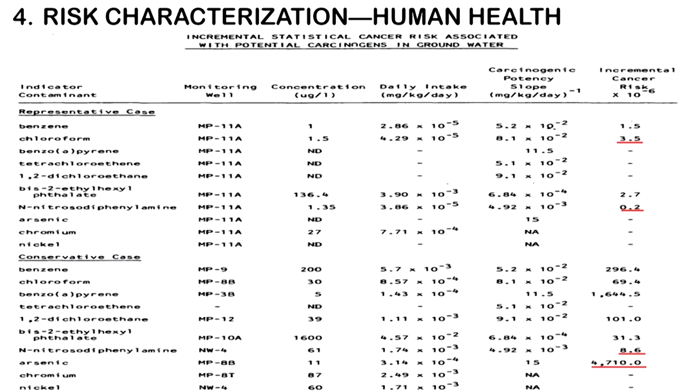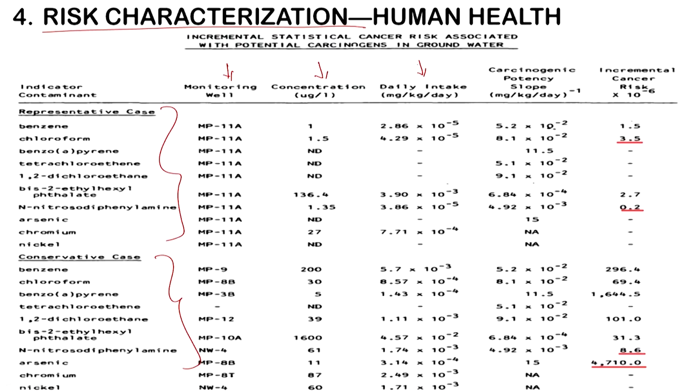So, then obviously I need to characterize the human health risk. From different monitoring wells, what is the concentration for different compounds, representative case and conservative case. Again, I need to be able to estimate the daily intake that I can get, let us say, with respect to ingestion. I know the average amount of water that a human consumes. So, from that I can come up with daily intake, and based on the concentration I can come up with the actual amount of the compound that is taken in by that particular human exposed to that compound.